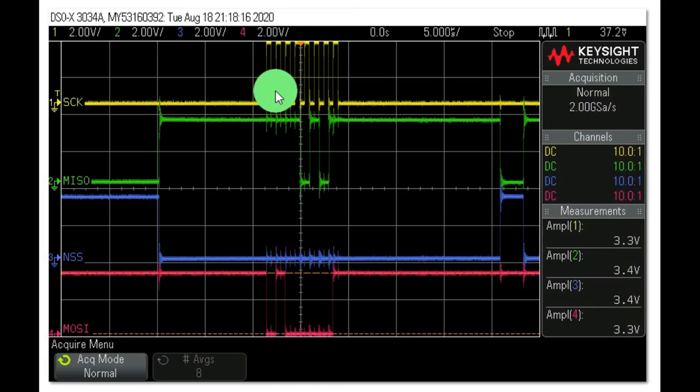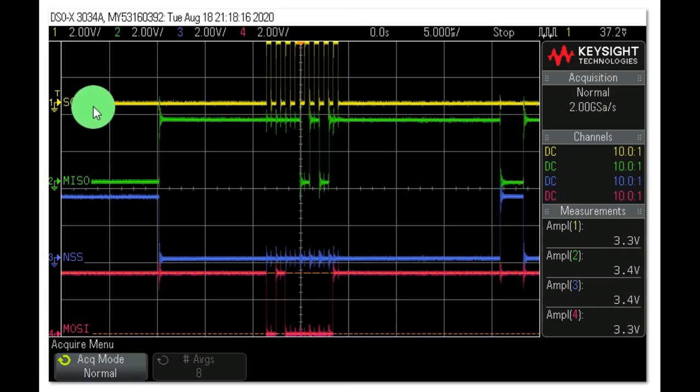As you know, SPI has four signals: NSS, clock, MISO and MOSI. Okay, so these are the four signals of SPI. MISO stands for master in, slave out. Since SPI is a master-slave protocol, it's master in, slave out. NSS is a chip select, which selects the slave you are going to use. This is called NSS or chip select, and this is MOSI, master out, slave in.